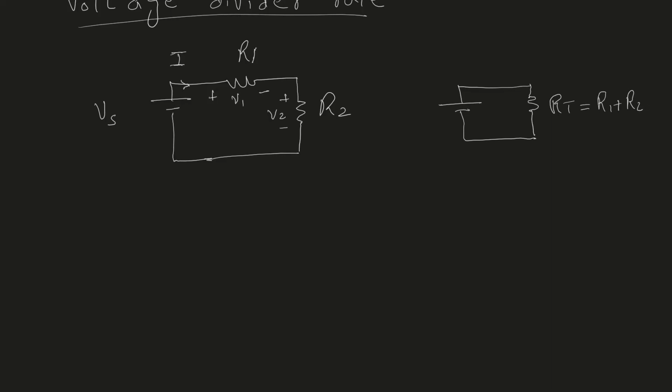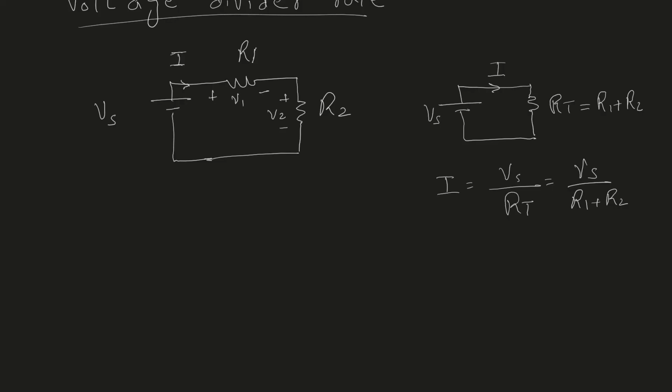That's my total resistance. Now the current I that will flow in the circuit, we can find that using Ohm's law, that I should be equal to the source voltage divided by the resistance, R total in this case. So therefore, the current is equal to source voltage divided by R1 plus R2. This will give us the current.